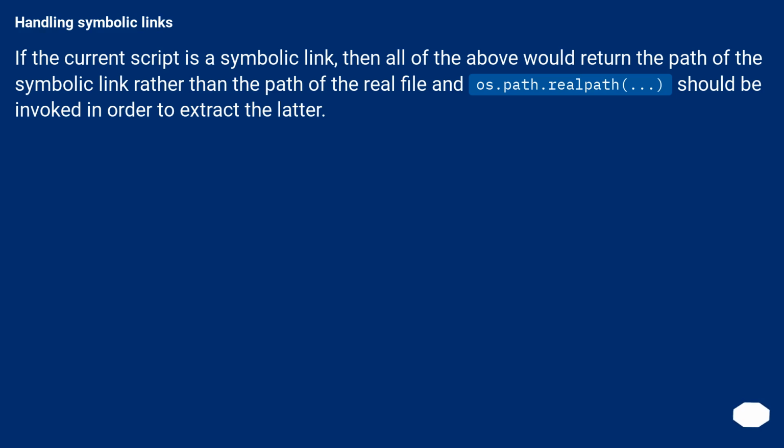Handling symbolic links. If the current script is a symbolic link, then all of the above would return the path of the symbolic link rather than the path of the real file, and os.path.realpath(...) should be invoked in order to extract the latter.